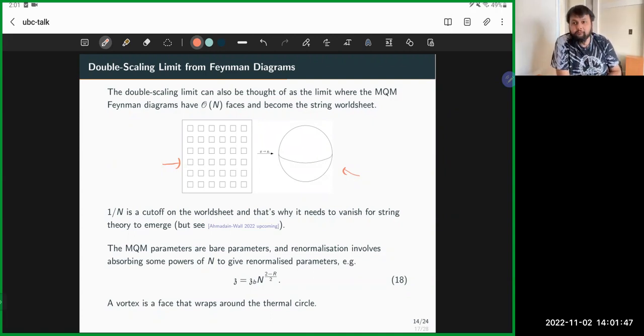So the important thing is that the MQM parameters are bare parameters on the Feynman diagram, which is latticey, and the stringy parameters are renormalized parameters. So, for example, the Z gets renormalized like this. You have to absorb some powers of n, which is the cutoff. And the vortex is just some phase that, if it wraps around the circle, is a vortex in the string theory.